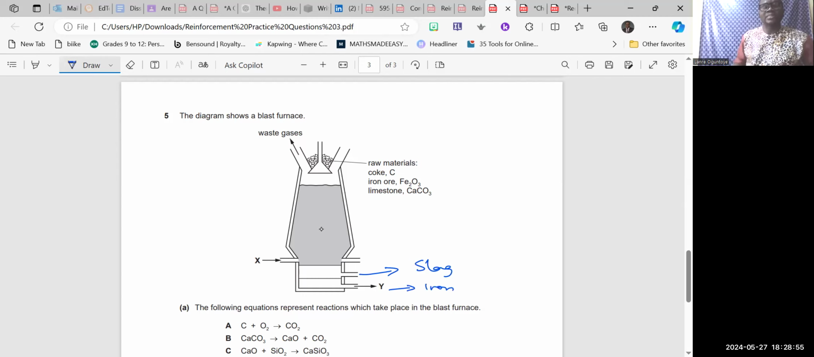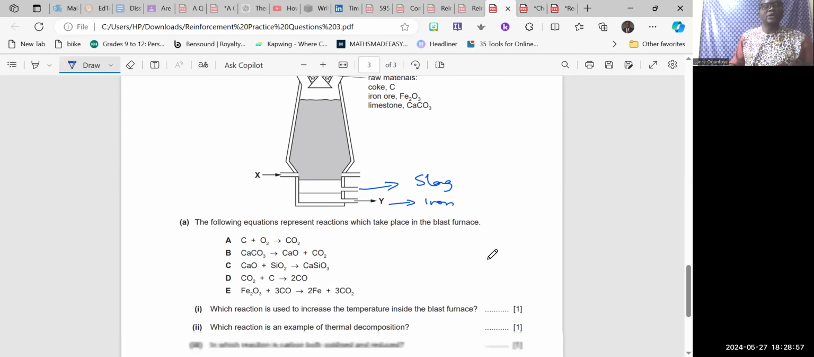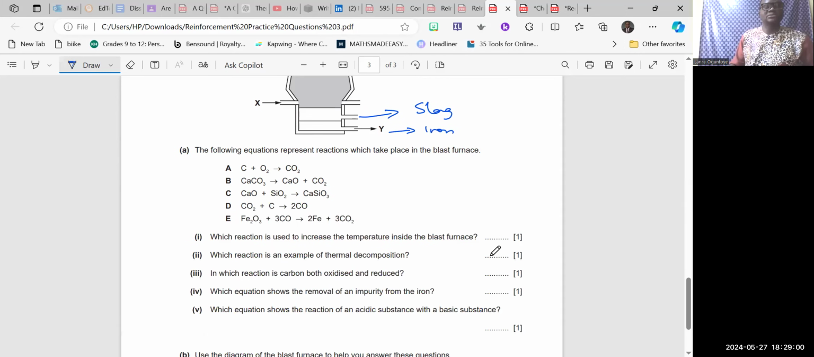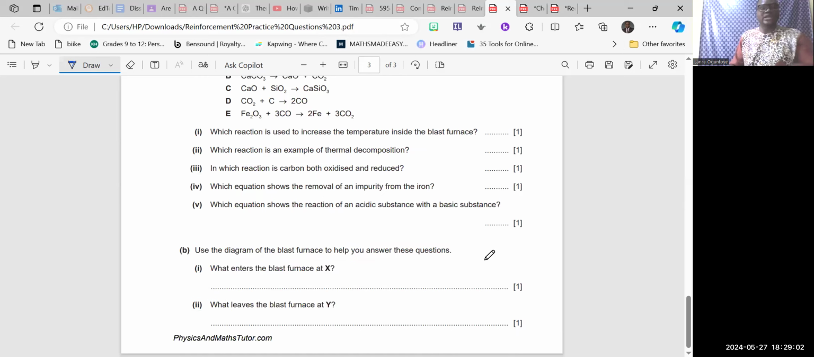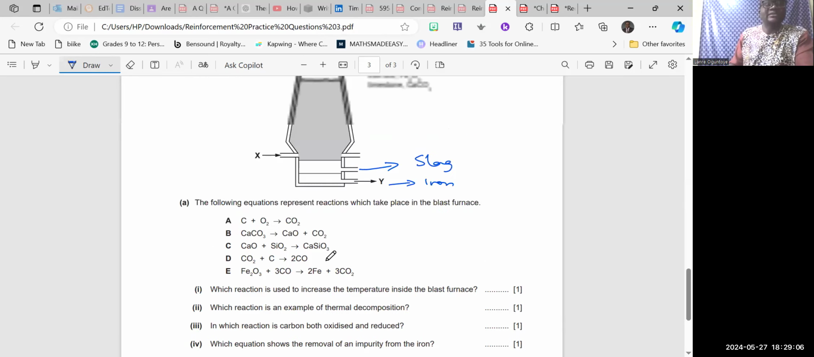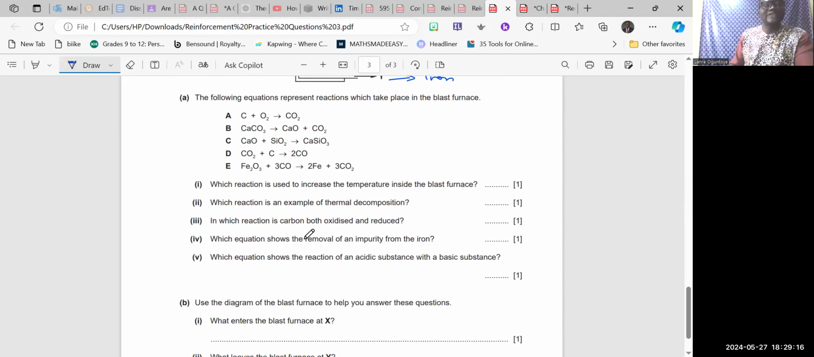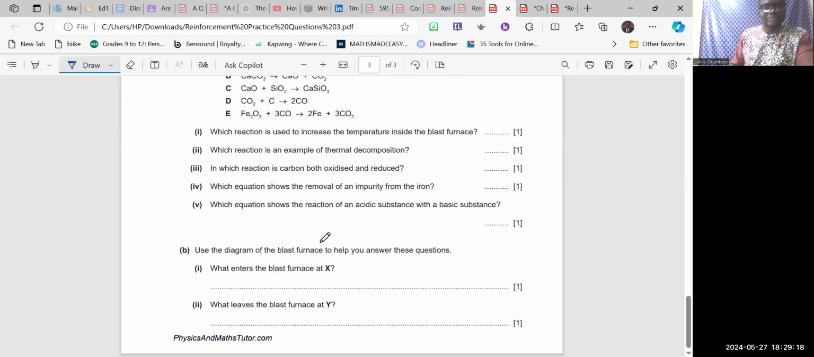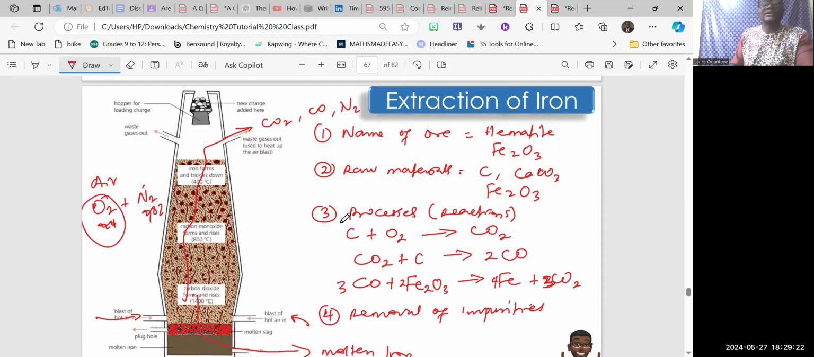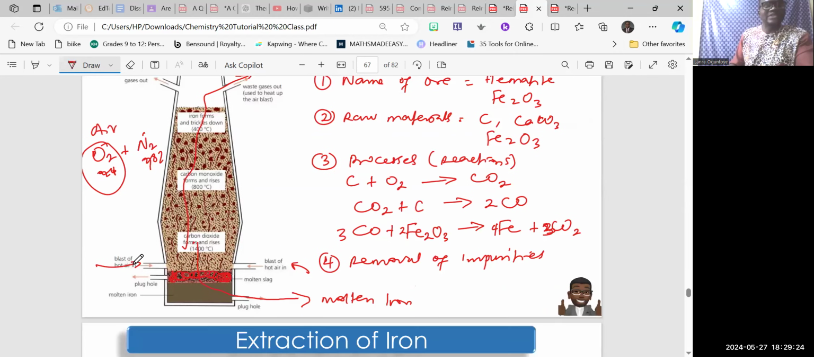Can you see what enters the blast furnace at X? What enters? CaCO3. Hot air. Oxygen. The blast. Don't forget the blast of air. Can you see the blasting of hot air? You need to learn this diagram.